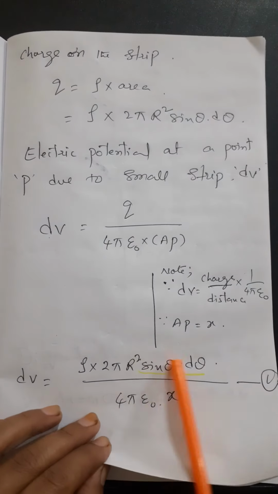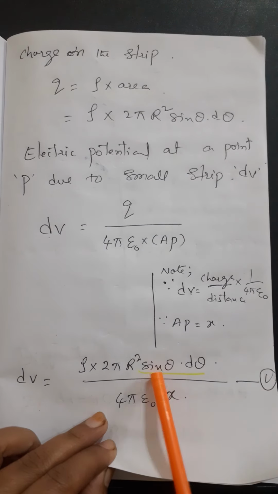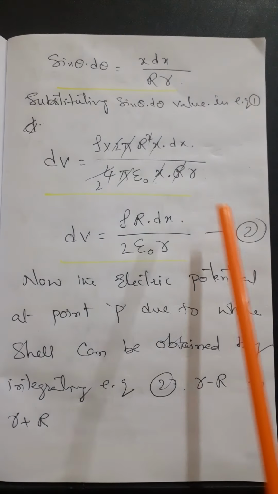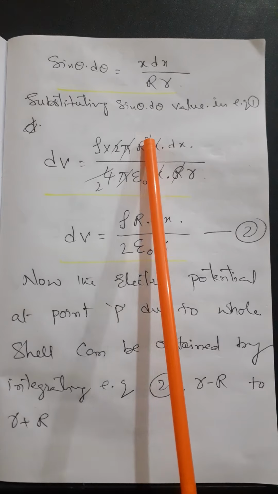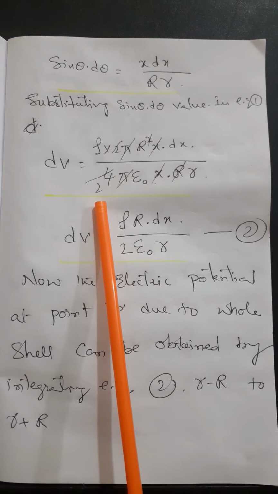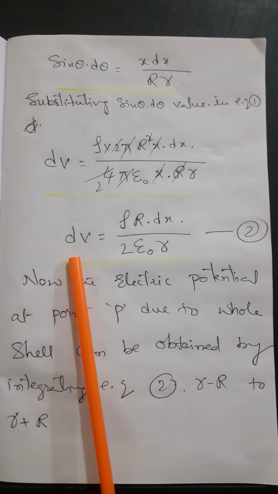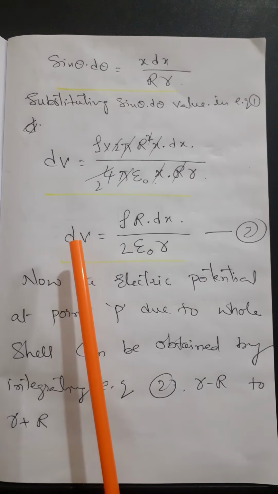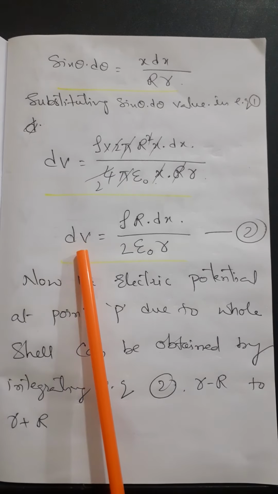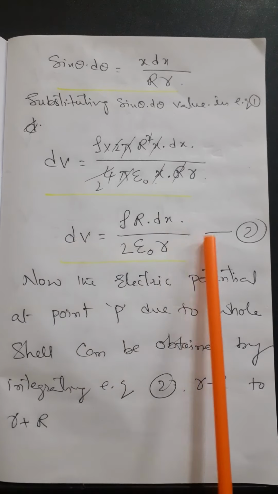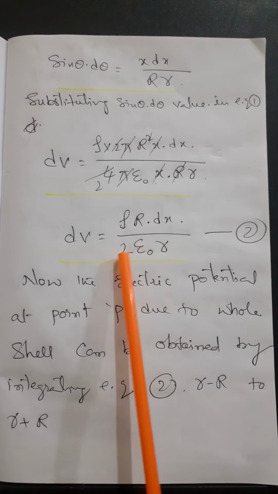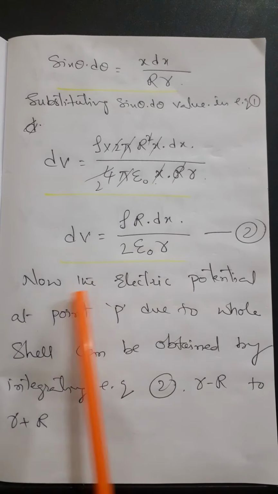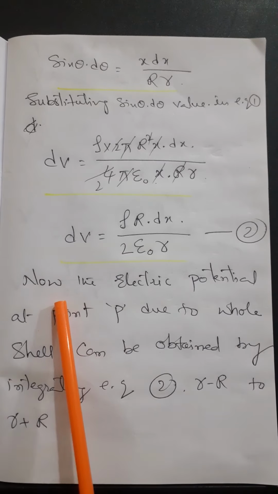Now substituting the value of sin theta d theta in equation number 1, so this is equation number 1. Substituting the values of sin theta and d theta, x gets cancelled, R and R cancel, and pi 2. So we got the value dV, the electric potential due to a small strip AB at a point P, as rho r dx by 2 epsilon naught R.